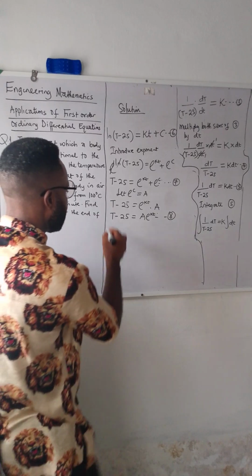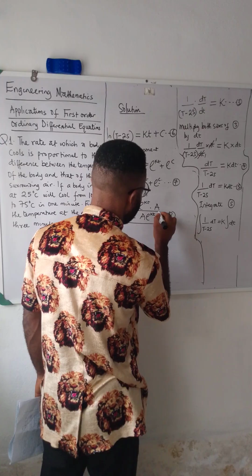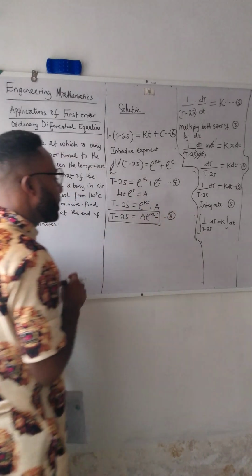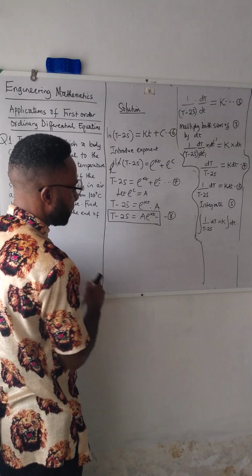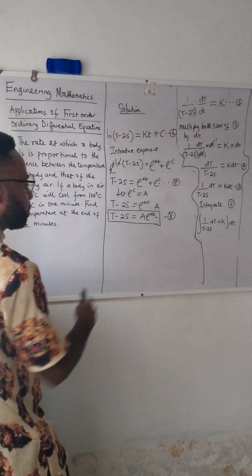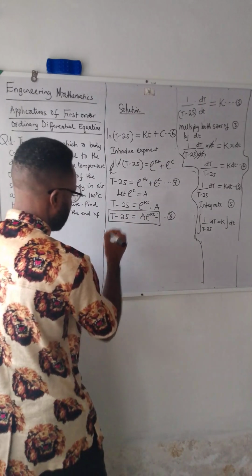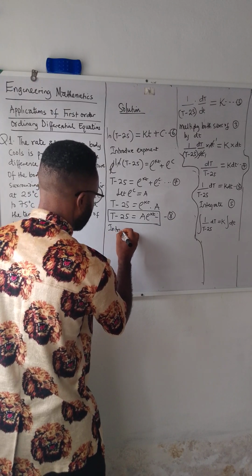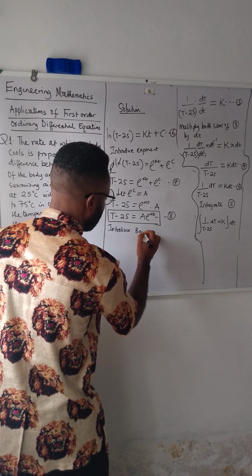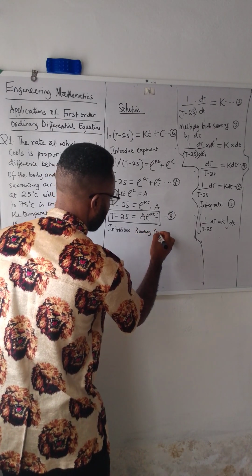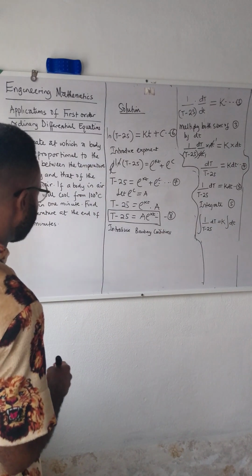Okay, so this equation is very important because this is what defines the relationship between the temperature of the body and time. So at this point, we can now bring in our boundary conditions. We have to introduce our boundary conditions.